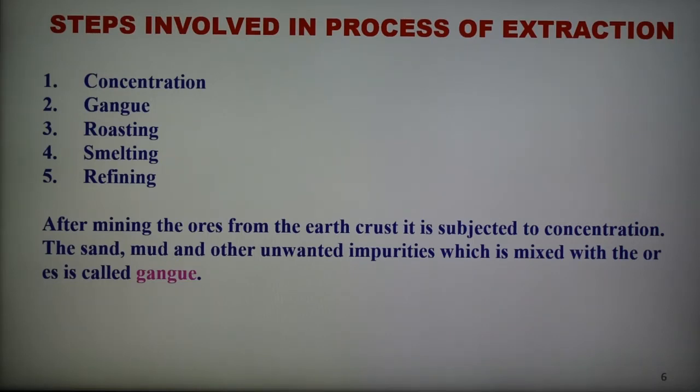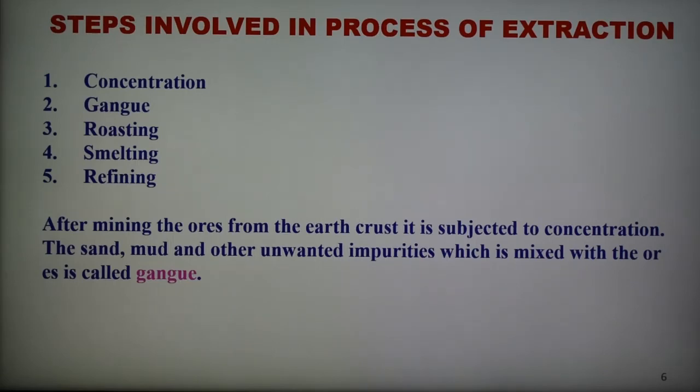And during the process of concentration, the ore is separated from the gangue material using different methods like washing, hydraulic classification, magnetic separation, froth flotation process. So different methods are there for the concentration depending upon the nature of the ore. These are the different steps, and what is gangue we have given here. In the next step, roasting, smelting, and refining, different steps are there for this case.